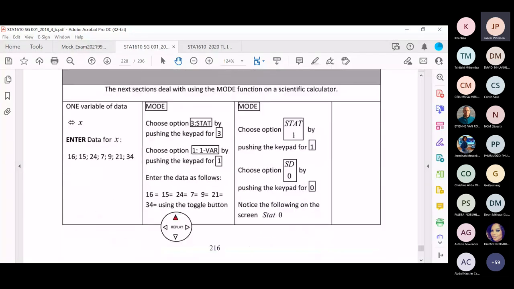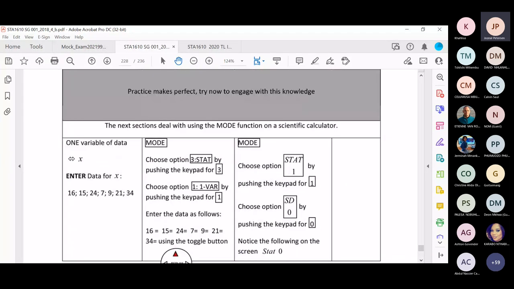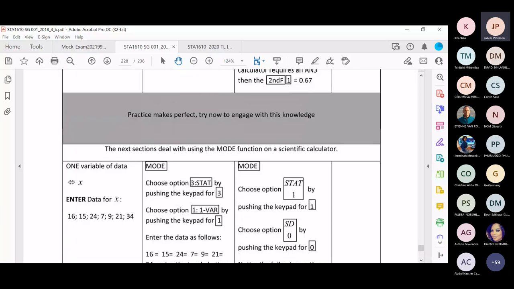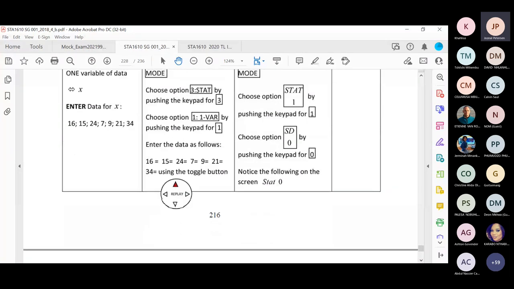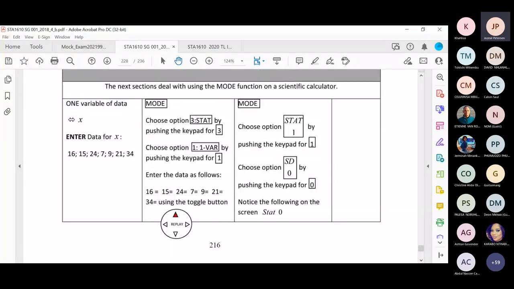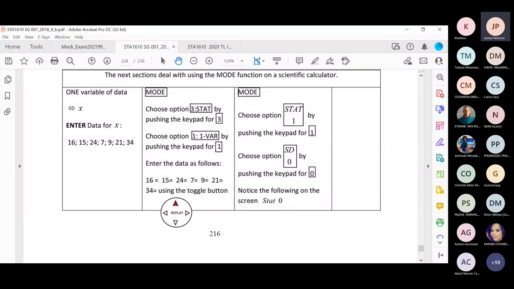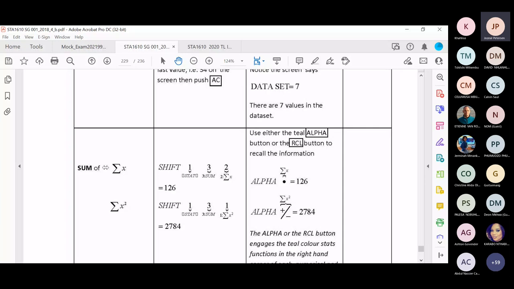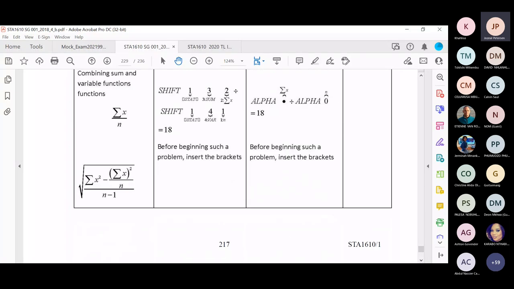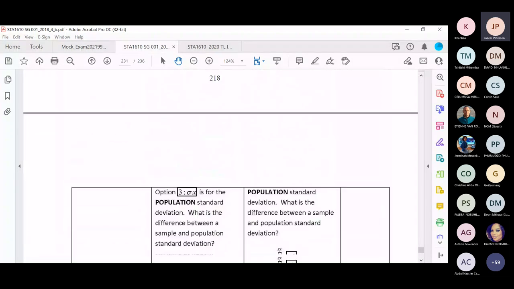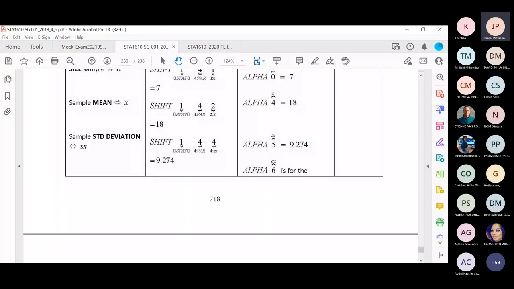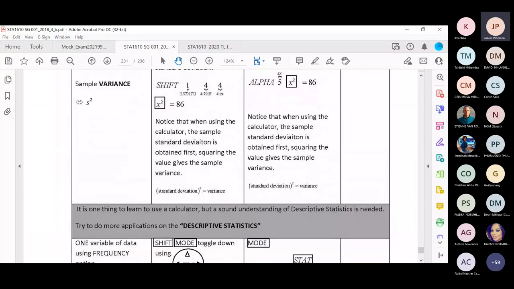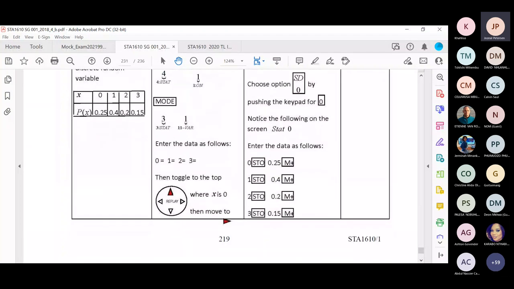The univariate stats, which is this one. So you should look at page 216 of your study guide, on the steps on how to calculate the mean and the standard deviation, which is this. Okay, thank you so much. Yeah. So there are the steps to show you how to calculate the standard deviations.